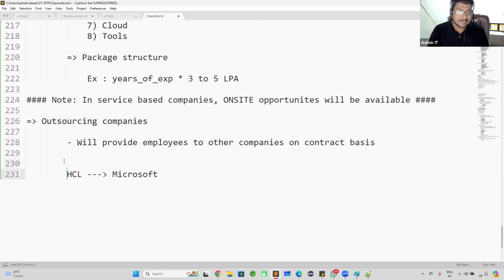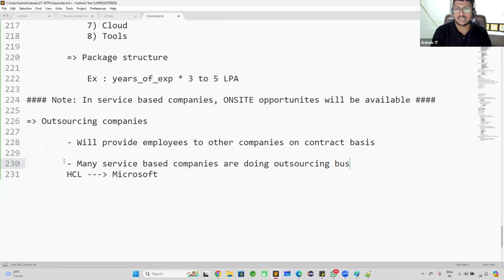So nowadays, many service-based companies are doing outsourcing business.